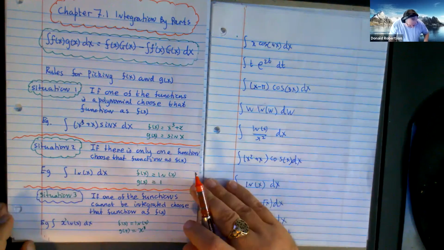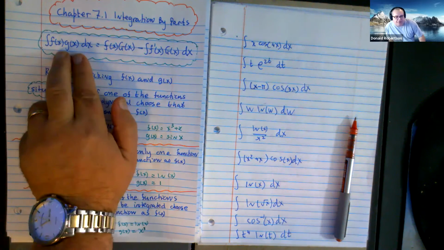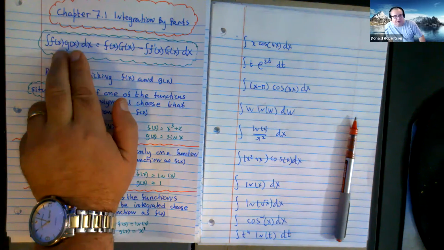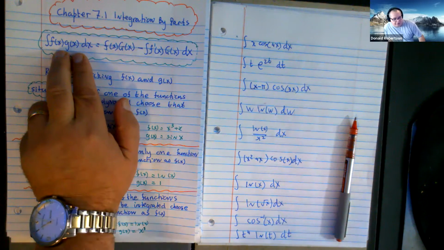What I've got here might not seem that important, but it is. This is the equivalent to the product rule in differentiation, right? This is how you integrate two things that are multiplied. It's not exactly a one-for-one correspondence, but it's close enough.